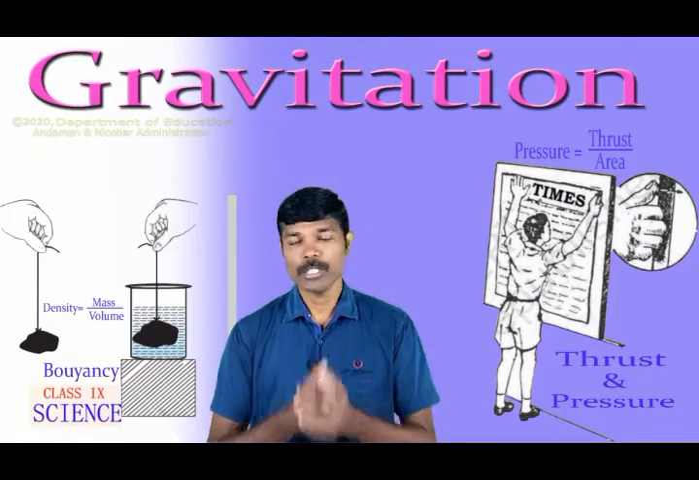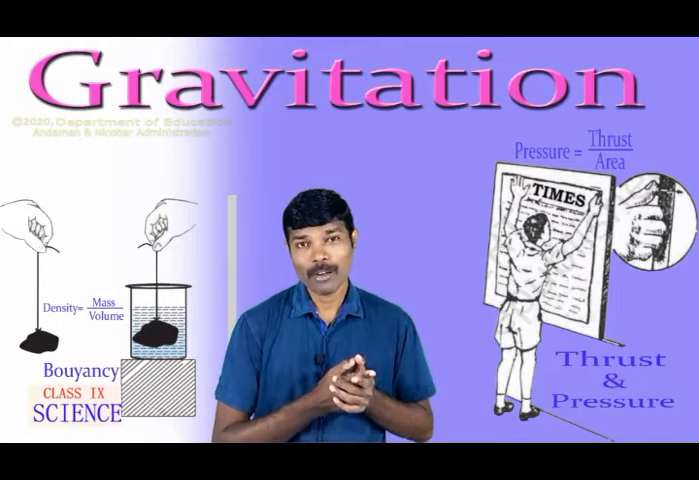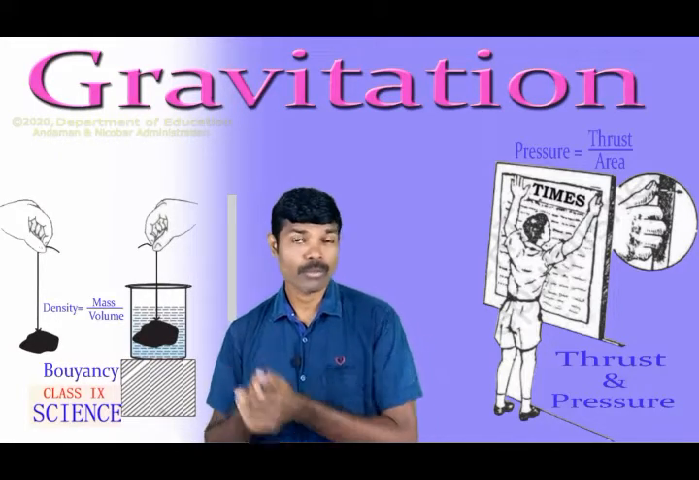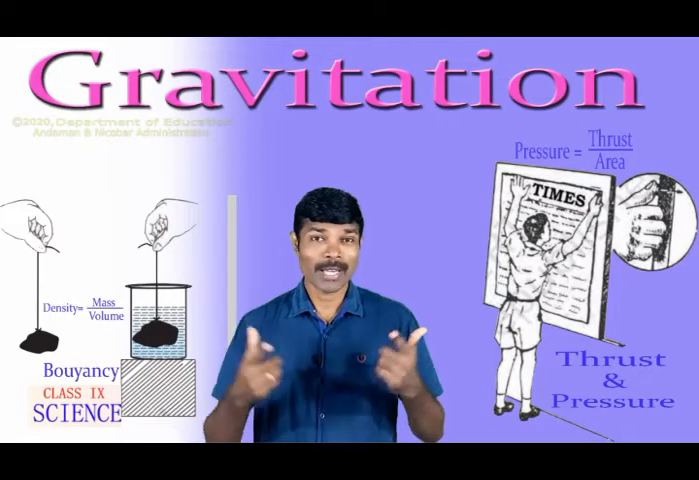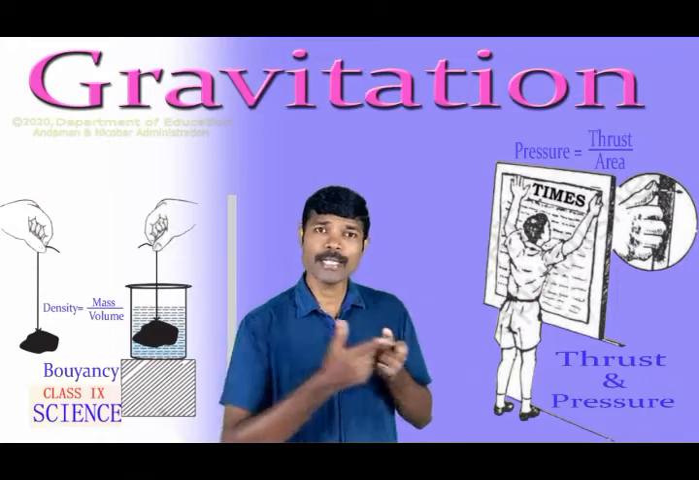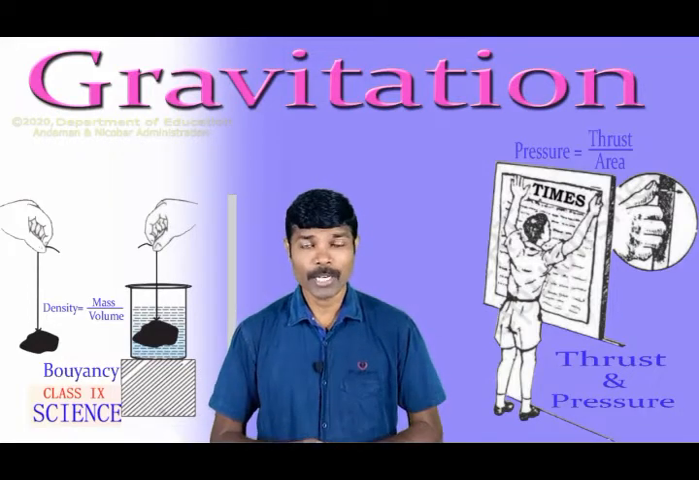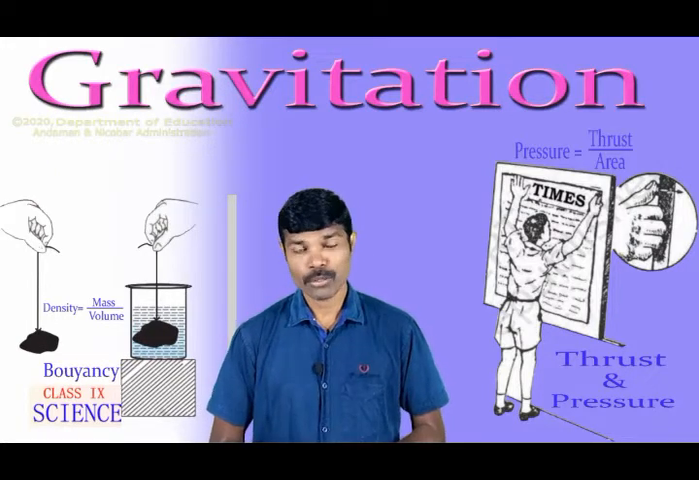And we have also learnt about the inverse square rule, which means the force exerted by the object is inversely proportional to the square of the distance, which means if the distance between the two objects is increased, then the force will get decreased. If the force is increased, then the distance between the two objects will get decreased. This way we have discussed the inverse square rule.